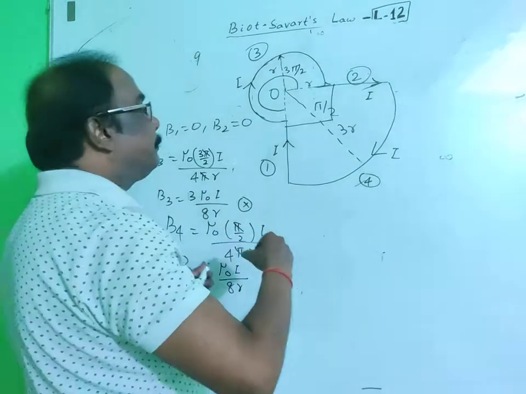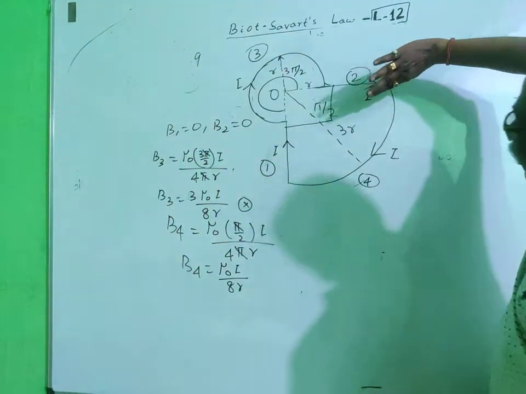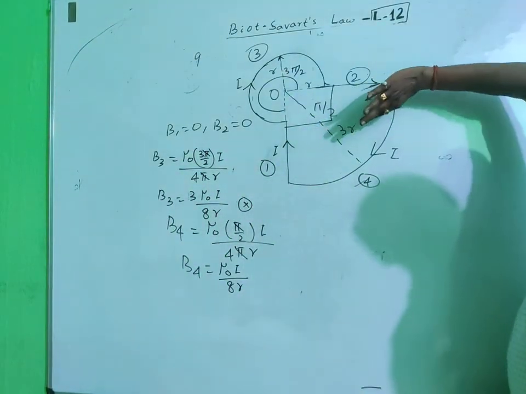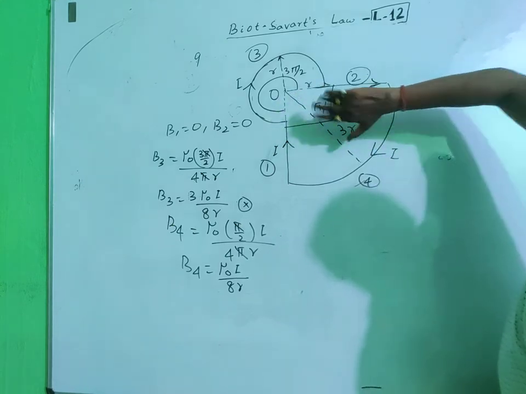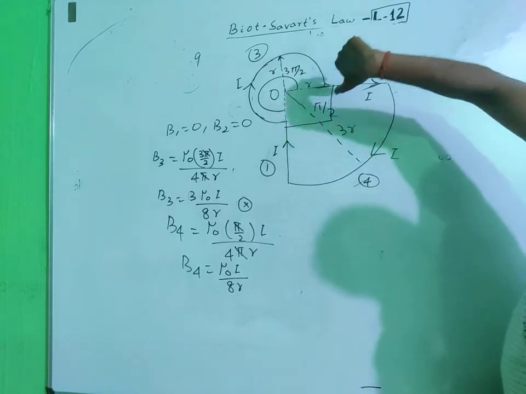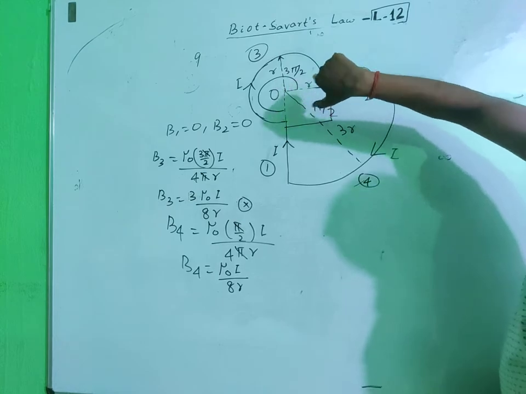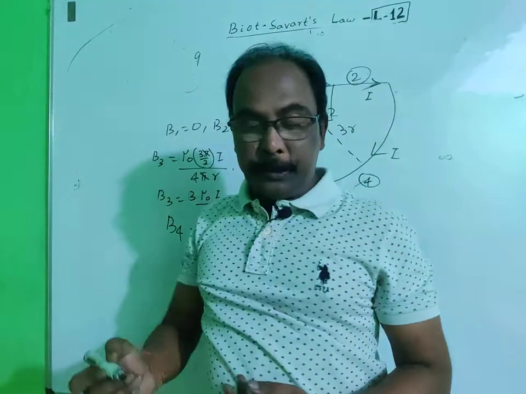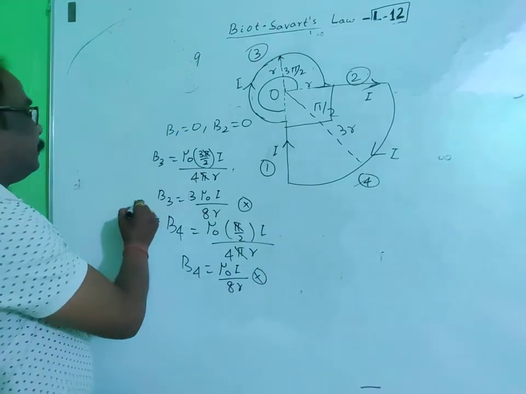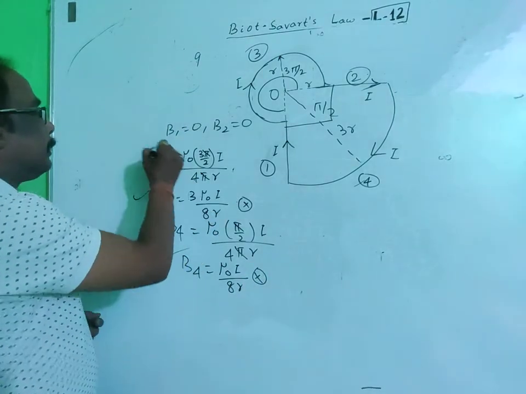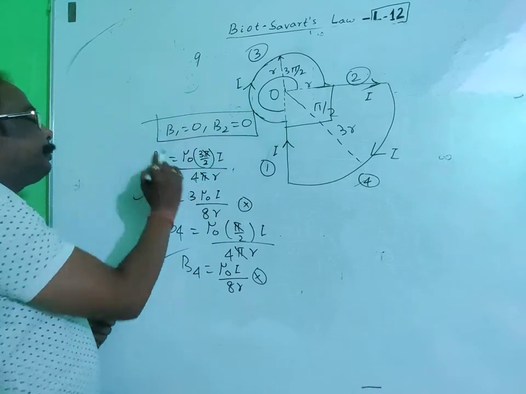Then what is the direction? Current is flowing in this order, and we have to get the magnetic field at O. Curl your finger towards O and the direction is inwards. Then it is the same direction. So B3 and B4 are in the same direction, and B1 and B2 are 0.